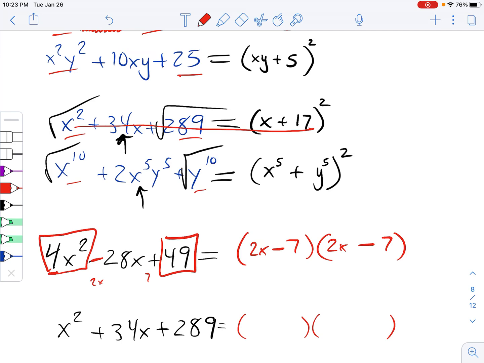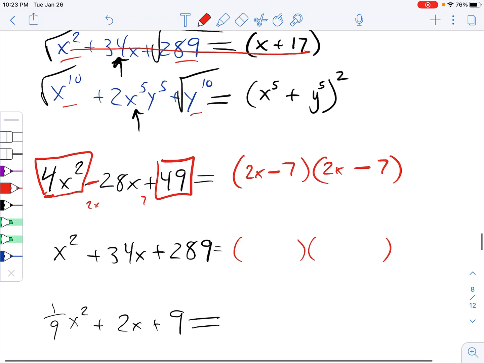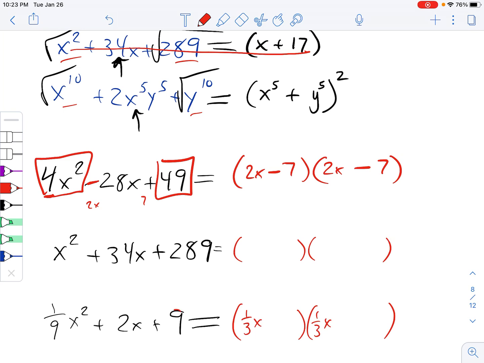Well, this is just a repeat of this one, so we don't need to do that one. Whoa, this is weird. Okay, well, if I follow the rule, I take the square root of the first term. I take the square root of the third term. They're all positive, so I'm going to add. Somehow I kind of don't believe that I'd get a middle term of 2x, so let me check. So a third x times 3, that'll just give me an x, and 3 times a third x, that'll give me another x. Sweet, I get 2x. Cool, so this simplifies to 1/3 x plus 3 squared. This is indeed a perfect square trinomial.